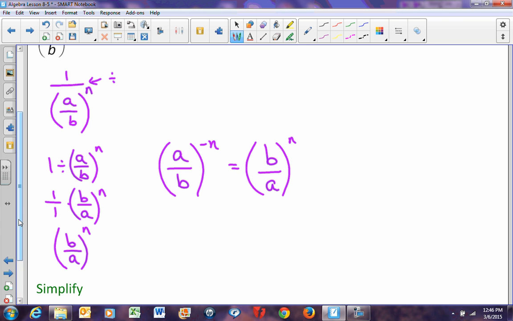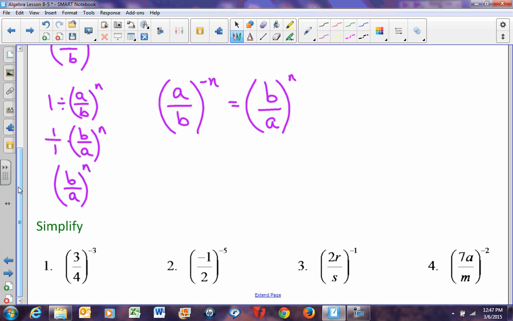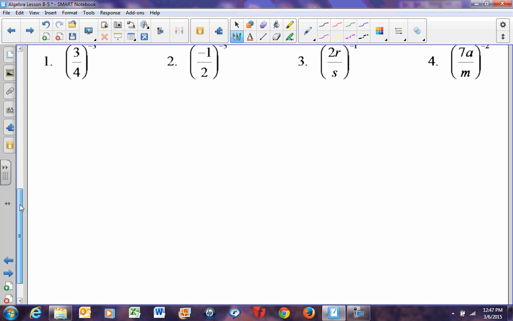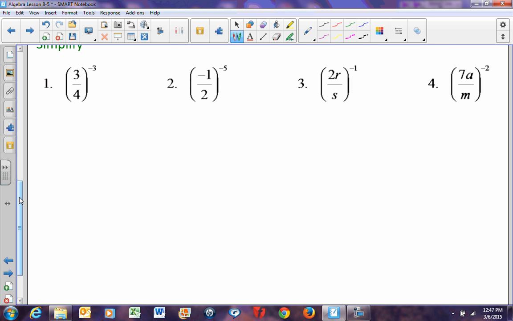Which is very handy when you go to simplify things taken to a negative power, like these problems. If I take 3/4 to the negative third power, that's the same thing as saying 4/3 to the positive third power, which is 4 to the third over 3 to the third. 4 to the third is 64. 3 to the third is 27, so this becomes 64/27.